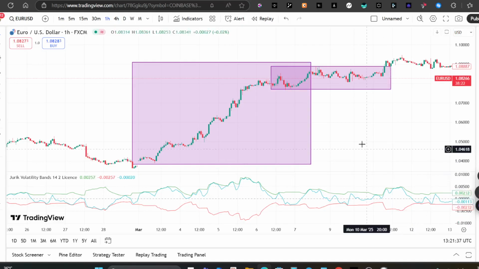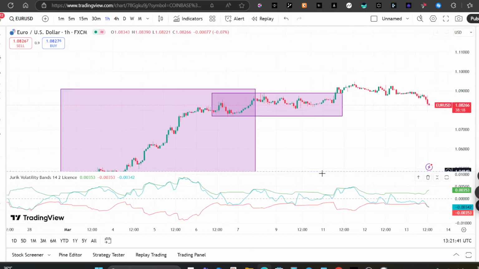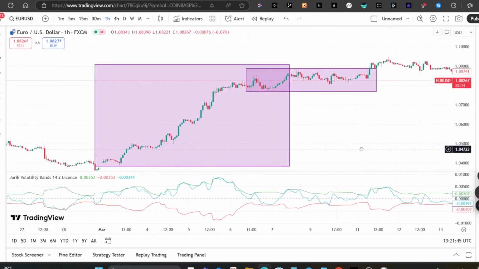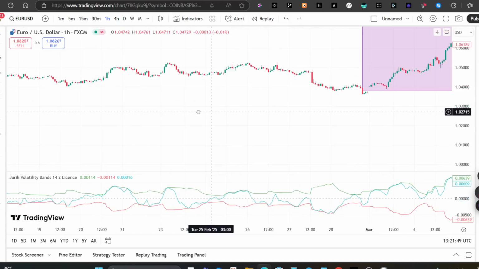So the first strategy we're going to be looking at is identifying breakouts. Okay, one of the best ways to use the Jurik volatility bands is to identify breakouts when the bands start to widen.